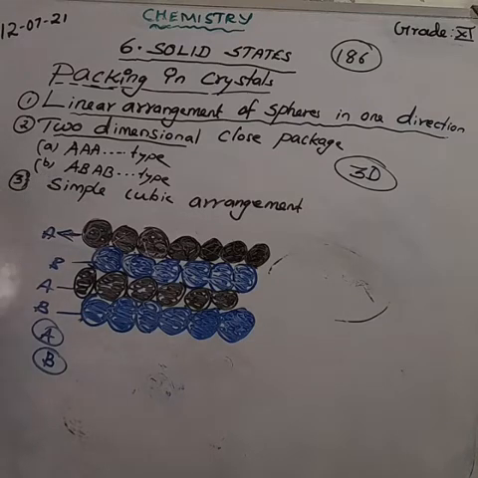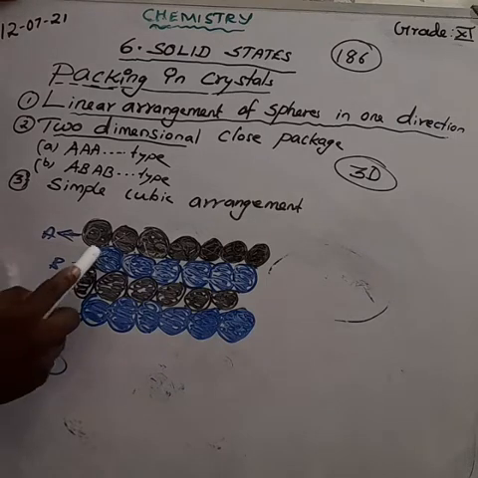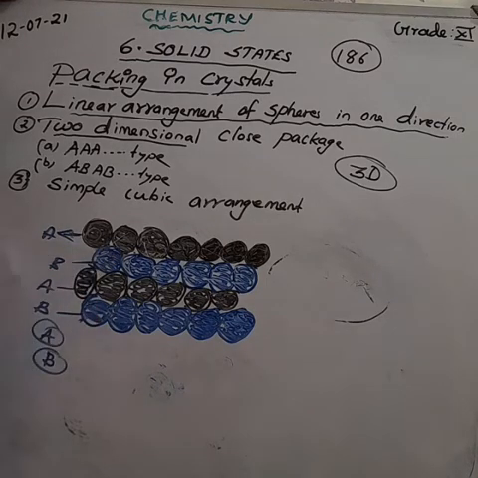About the first one, I told you about the linear arrangement. Here, the sphere is in contact with the two neighboring spheres. Am I right? In the second one, each sphere is in contact with four of its neighboring spheres. Next, in the simple cubic arrangement, the contact number is 6. Don't forget that the contact number is 6.